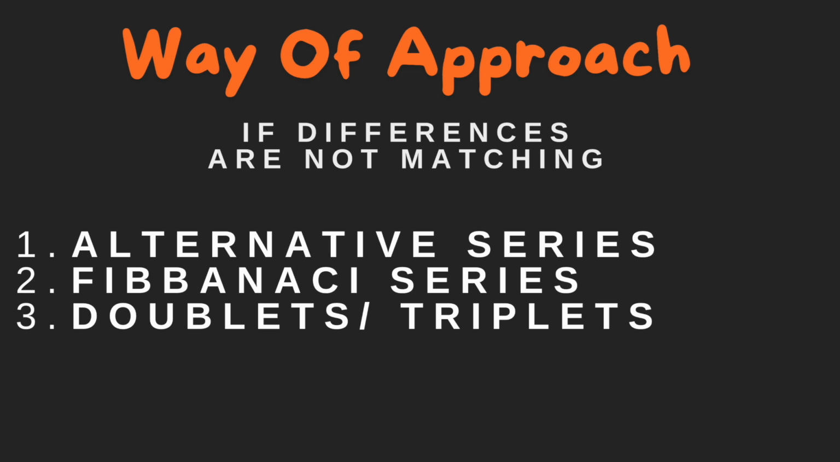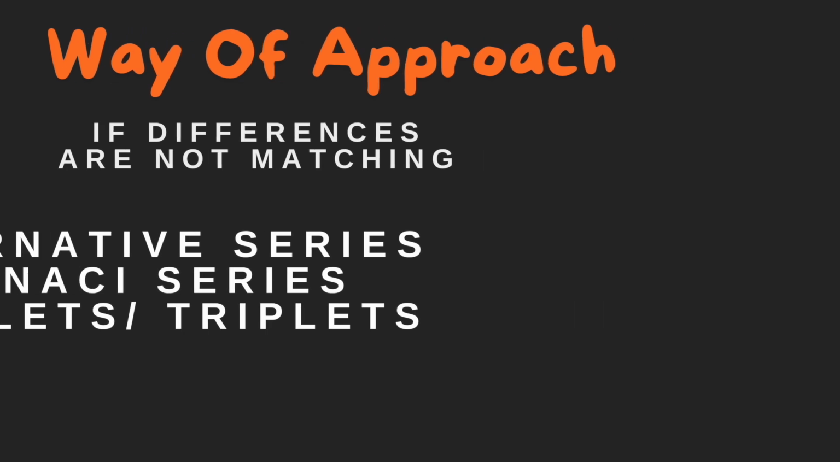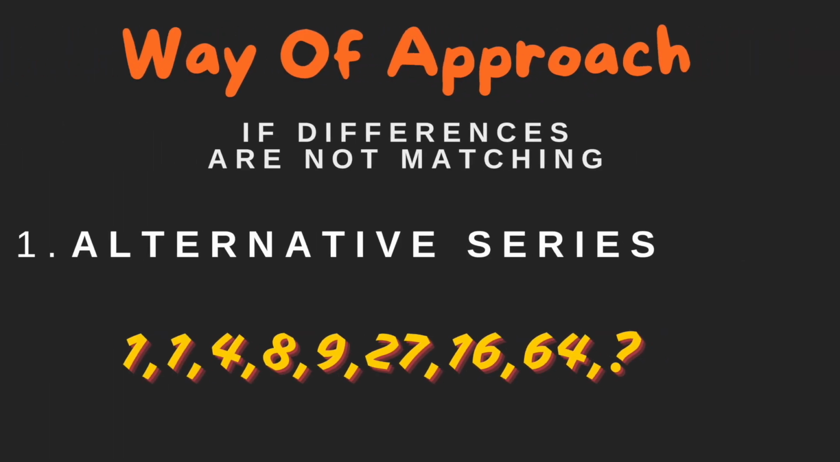So if the sequence is given in a fluctuating pattern, you just think about these three patterns: alternative, Fibonacci and doublets. Mostly you will be getting your answer choice. So if you look at the alternative series, how the alternative series are given: 1, 1, 4, 8, 9, 27, 16, 64. If you observe 27, 16, the gradual increase is not there.